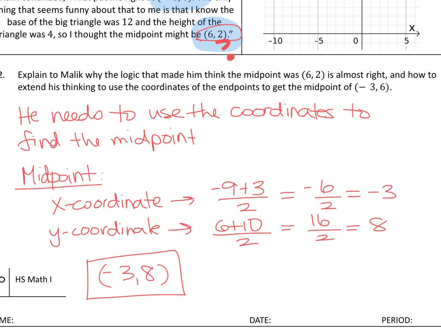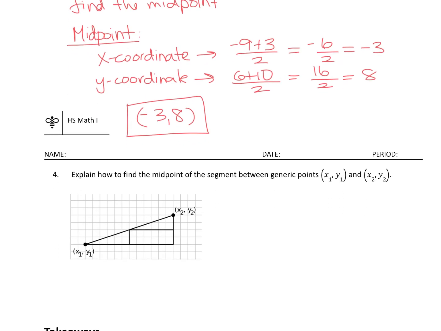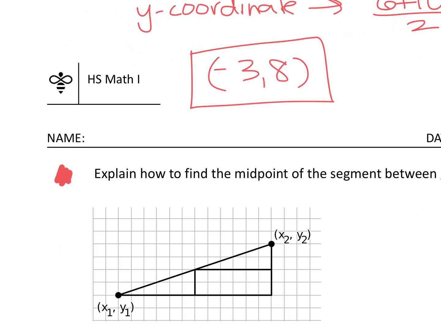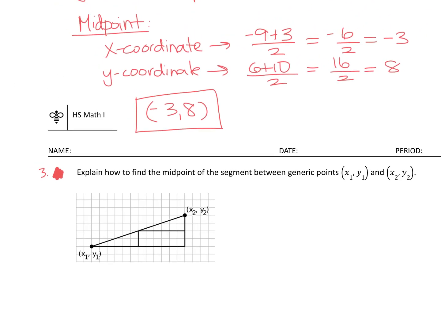Okay, let's move on to number 3. Okay, so number 3 is mislabeled here. I apologize. We're going to cross that out, and we're going to change that to a 3. Okay, explain how to find the midpoint of the segment between generic points. So this is kind of like yesterday where for the Pythagorean theorem, we modified it so that we could use it just for any 2 points on the grid using x1, y1, and x2, y2. So we're going to do the same thing here. We're going to create a generic formula.